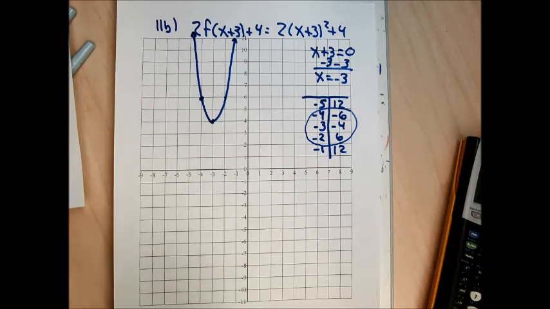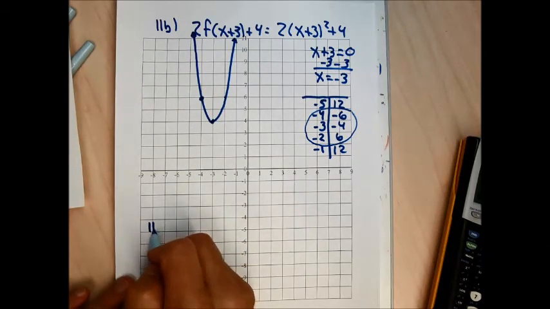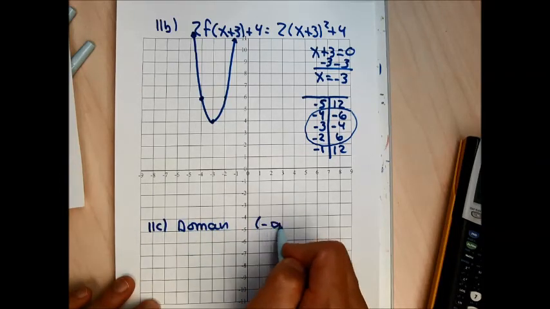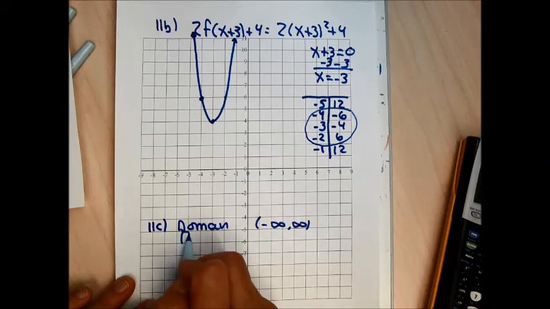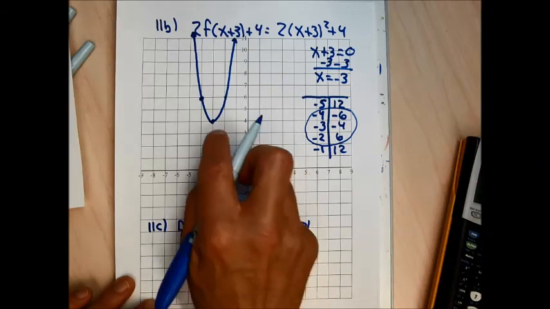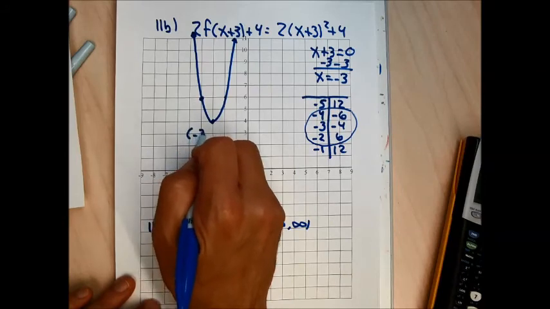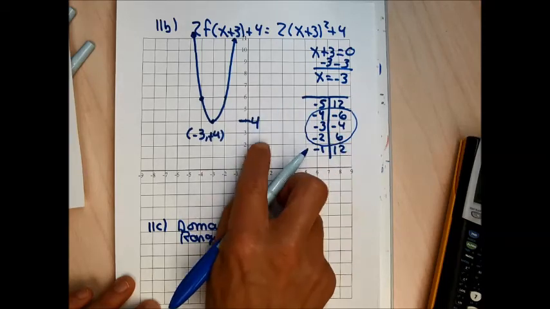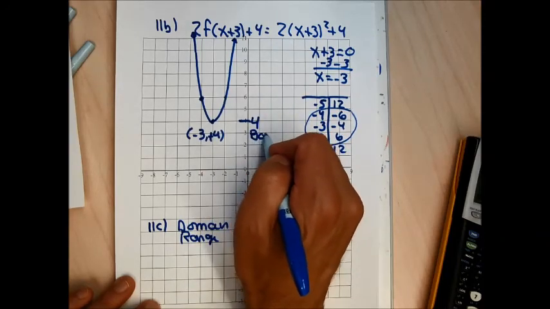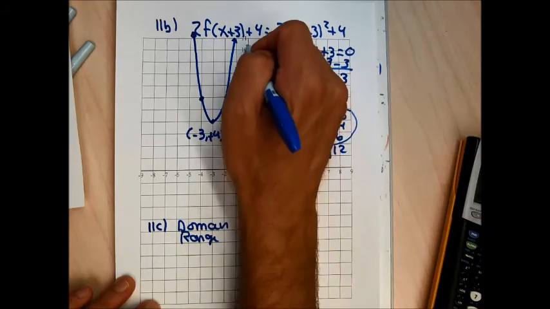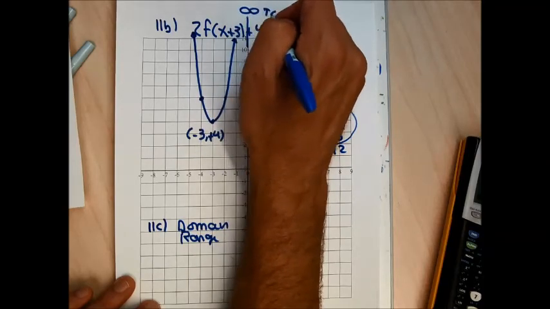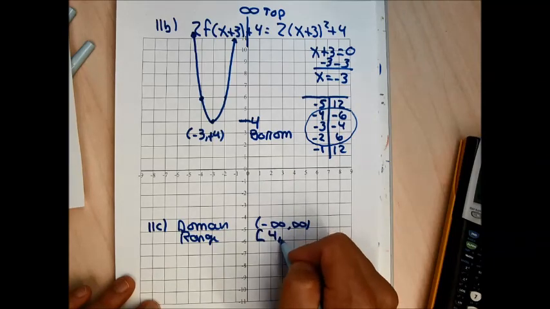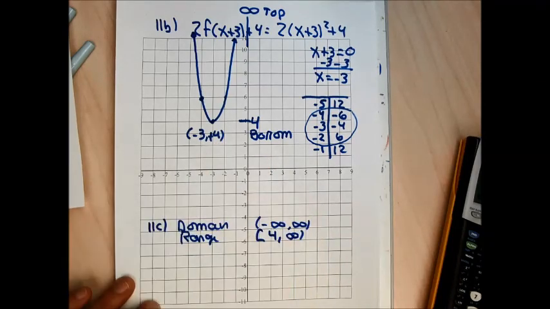There's my part B. Part C wants the domain and the range. The domain of all these parabolas is negative to positive infinity. And this range, the bottom of the graph is the vertex, which is this point -3, positive 4. Its y-coordinate is 4. The y-coordinate of the bottom of the graph is y equal to 4. The graph goes up to the top of the y-axis. The y-coordinate of the top of the graph is infinity. My range is going to be from positive 4 to infinity.